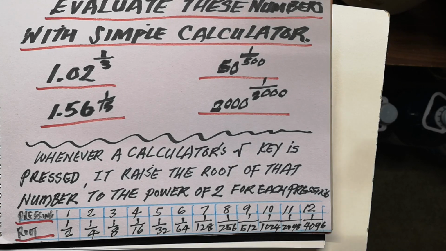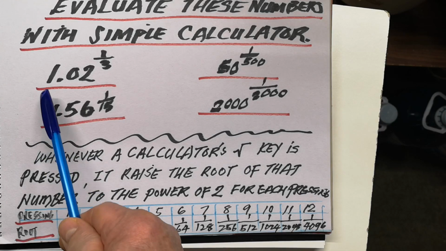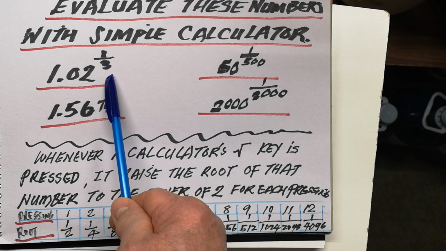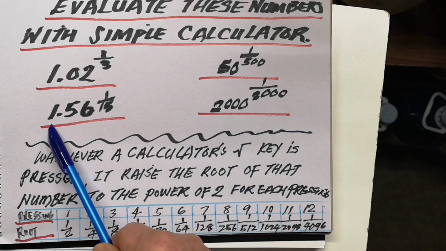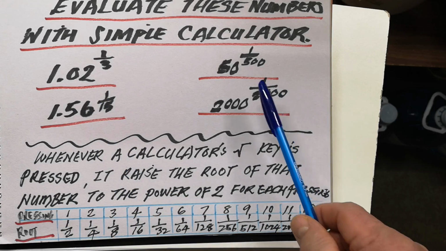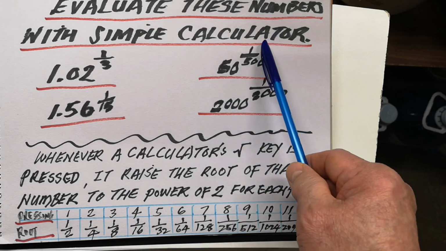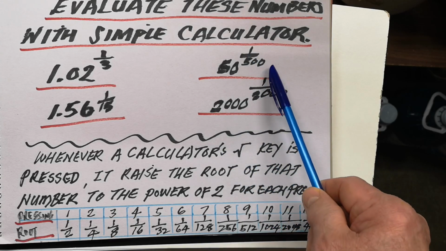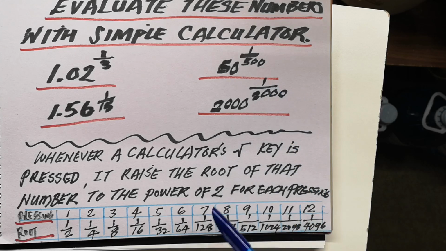Evaluate these numbers with simple calculators: 1.02 raised to the 1/3, 1.56 raised to the 1 over 15, 50 raised to the 500 root, and 2,000 raised to the 1 over 2,000.